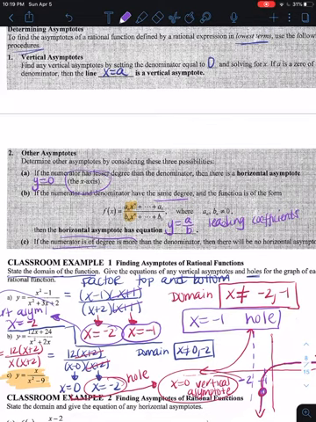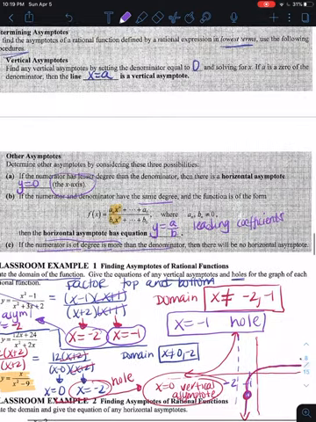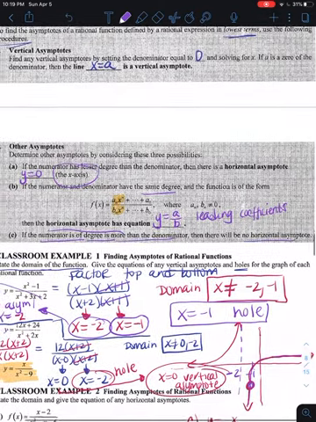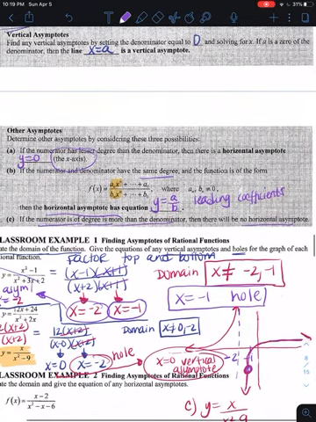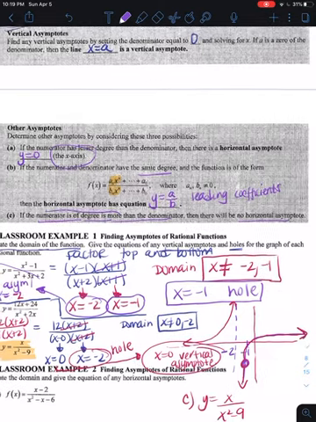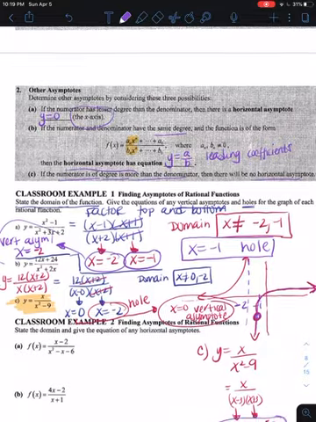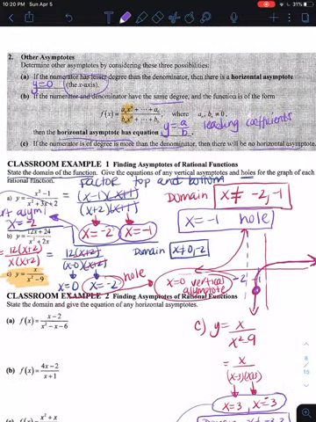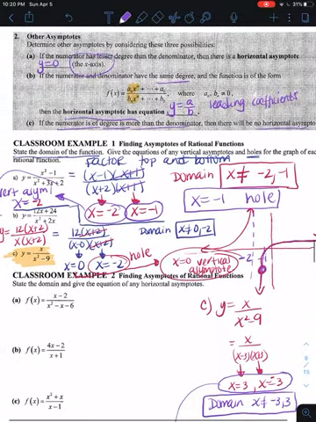If the numerator's degree is more than the denominator's, there will be no horizontal asymptote. So it says if the numerator's degree is more than the denominator's, there is no horizontal asymptote. All right, so let's look at horizontal asymptotes. These are the three cases that you need to be able to identify just by looking at the equation.